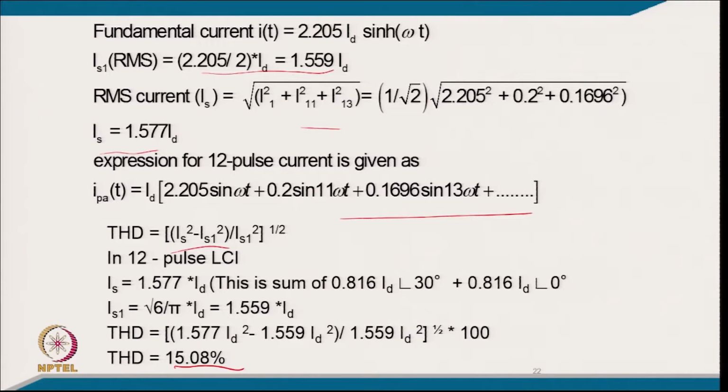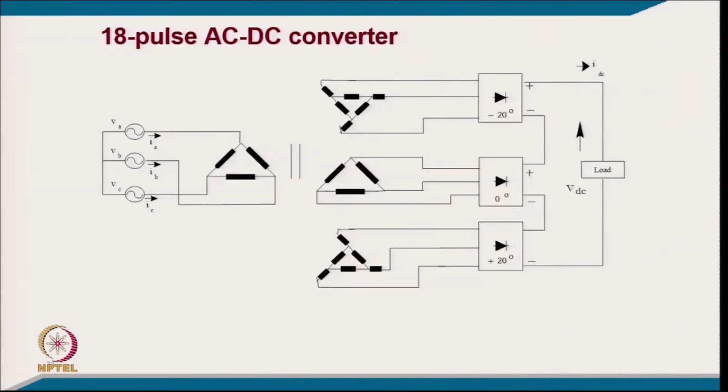This is without considering the leakage reactance, but of course, leakage reactance is also responsible for further reducing harmonics on the input AC. Of course, you get a little penalty for output voltage reduction because of the overlap. So, this is like 18 pulse.